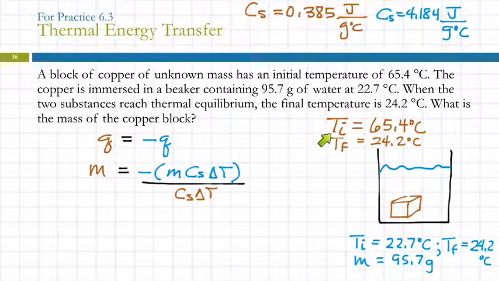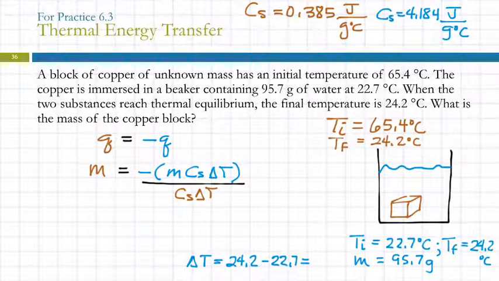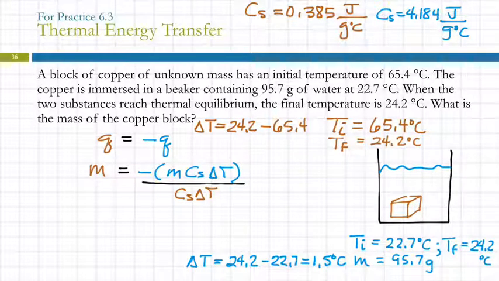Well, I need delta T. So delta T for, oh, I've got a blue pen going on here. Let's do that first. Delta T for the water. It's the final minus the initial. So it's 24.2 minus 22.7, 1.5 degrees Celsius. And for the copper, delta T equals 24.2 minus 65.4, negative 41.2 degrees Celsius. The change in temperature is negative. The temperature went down. Going down is negative.